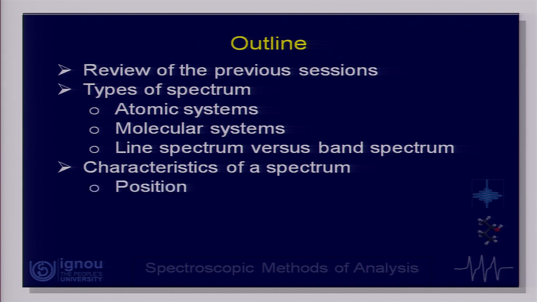And in this context, we will talk about the position, the intensity and the width of a spectrum. We will try to define what they are, and then we will talk about the factors which make them arise there. And then towards the end, we will try to sum up what we do in today's session. Okay. Now, let's move further and start by recalling what we have done so far.